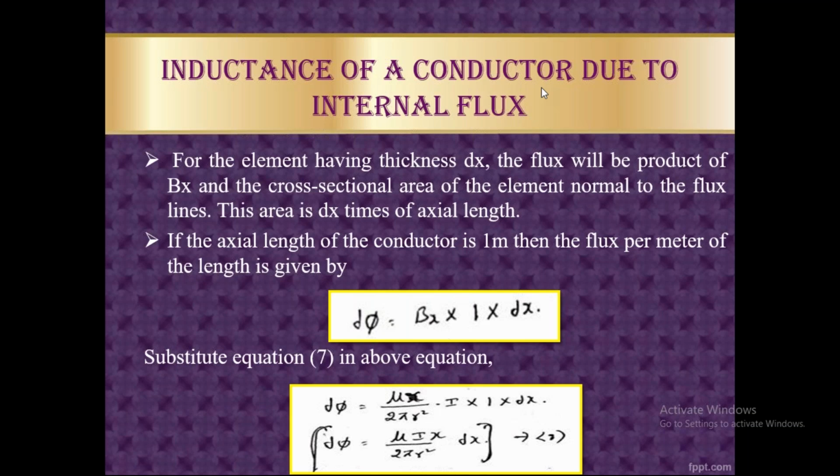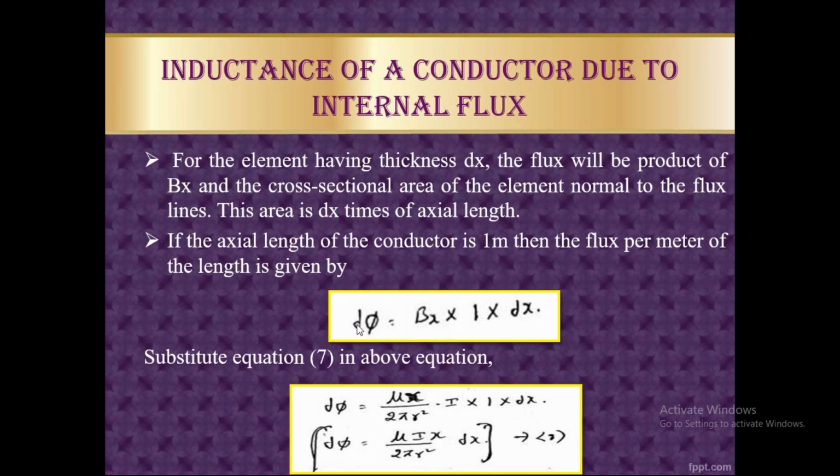Let me take an example. In a transformer, EMF is equal to 4.44 f phi N. That is, the induced EMF should be directly proportional to the number of turns. So in a synchronous machine, instead of the number of turns, we can take the thickness. It means that the thickness acts as one of the parameters to generate the flux as well as the induced EMF. So that's why I'm considering the thickness of the element, that is dx here, and the flux will be the product of Bx and the cross sectional area of the element normal to the flux lines.